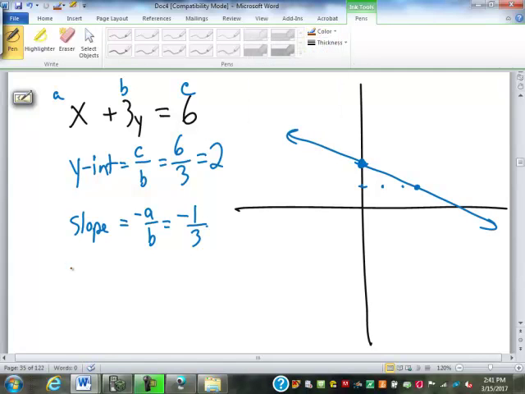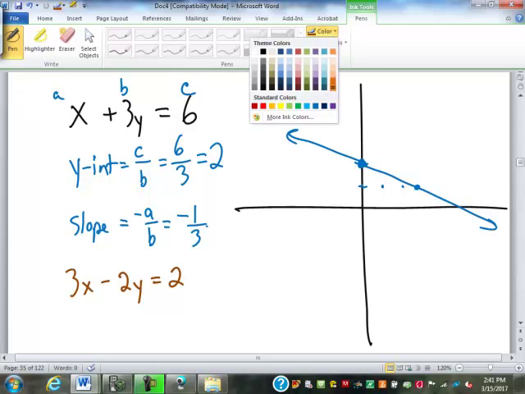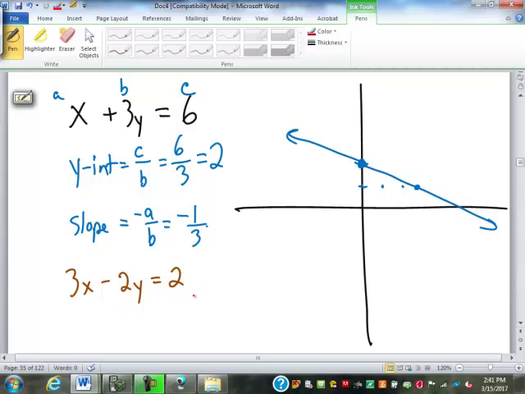Let's try this one. 3x minus 2y equals 2. So our y-intercept, this is A, B, and C. Our y-intercept is C over B. C is 2, B is negative 2. So that is negative 1. So we start out at negative 1 here.